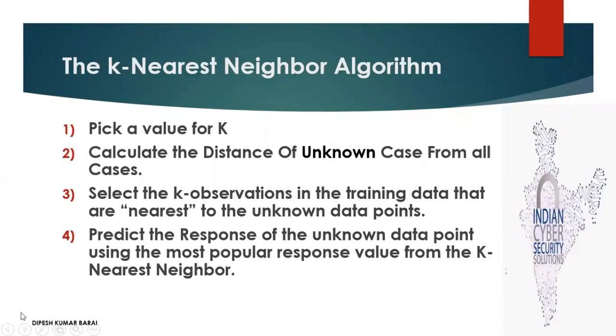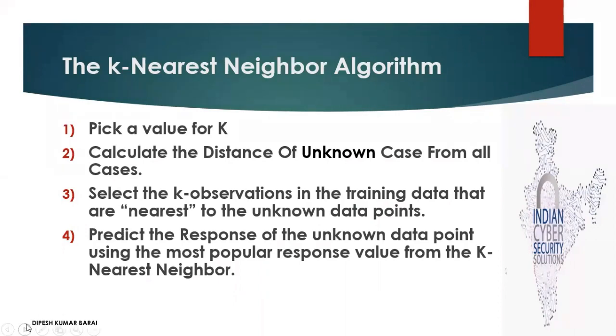In the k nearest neighbors algorithm, we first have to pick the value of k, and what the value of k will be, we will discuss within a minute. Then we will calculate the distance of each unknown case from all cases, and we will take the Euclidean distance here, and then select the k observations in the training data set that are the nearest to the unknown data point. And after that, we calculate the majority vote, and we'll predict the response of the unknown data point as the most popular response value from the k nearest neighbors.